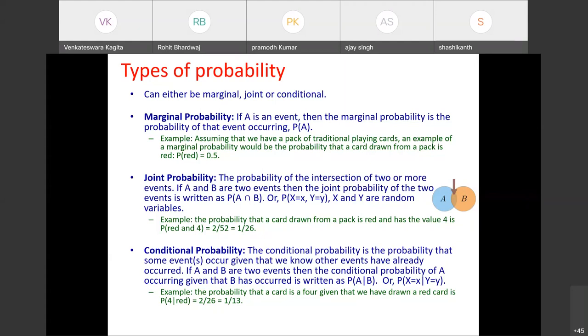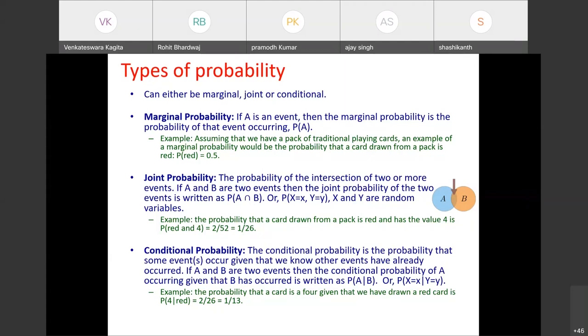Another one is the conditional probability. What is the probability that some event occurs given that another event has already happened? If A and B are two events, then the conditional probability is the probability of A given that B has already occurred.